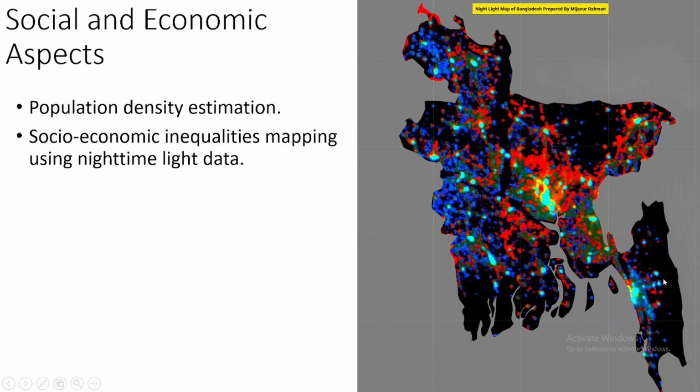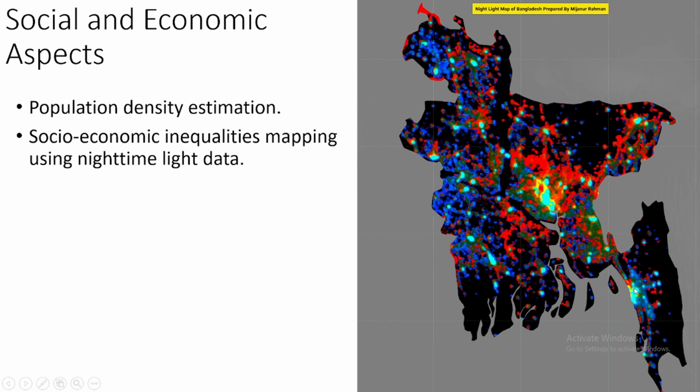Because it shows the black color, there is no activity in the night time. But in this type of developed city, we find a lot of activities in the night time. So this data also helps you identify socio-economic inequalities mapping using nighttime light data. We can find where there is high socio-economic development, the night light map is also high. The frequency is also high, because this is the capital, and it's a seaport area. That's why the night light activity is very high.